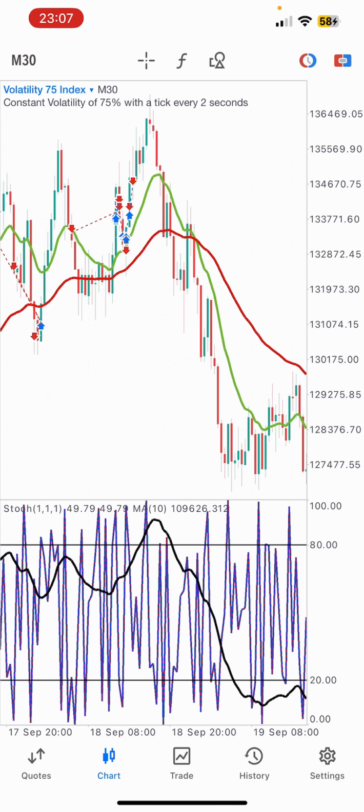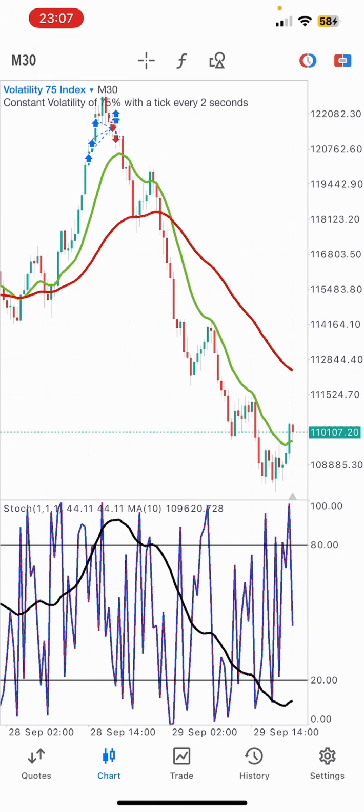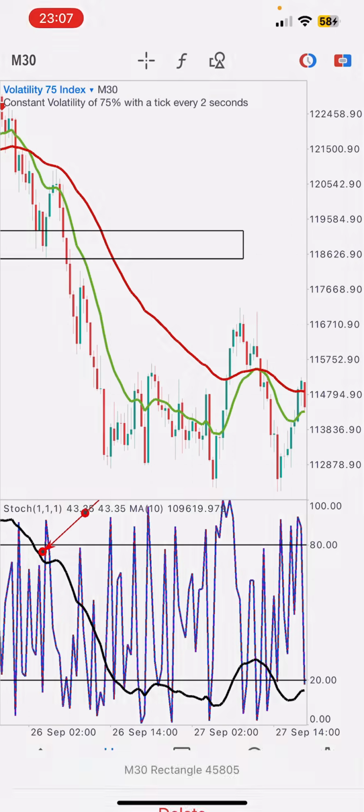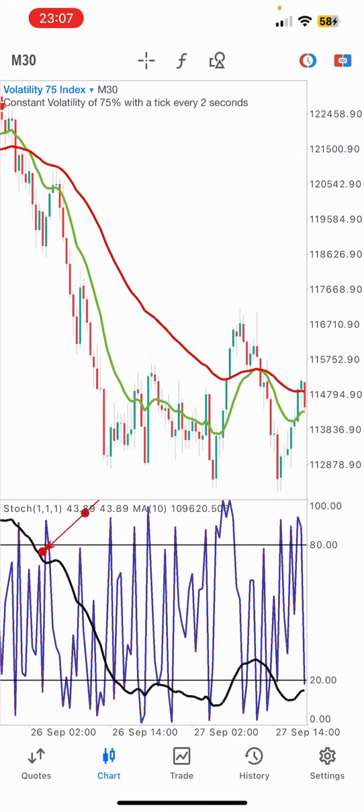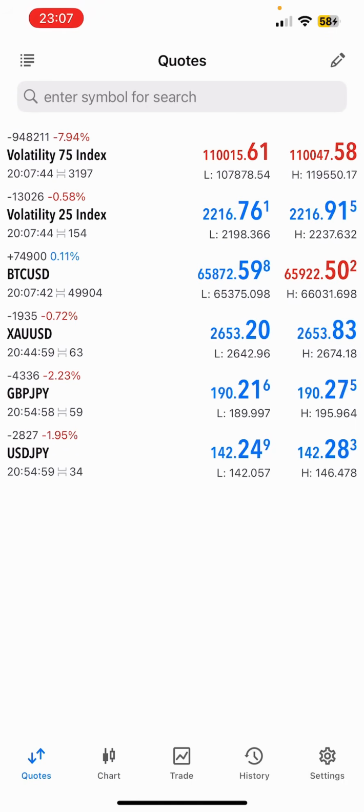So now you can identify major levels like support and resistance. You look for break of structure. You can also add chart patterns like the double top, double bottom, and candlestick patterns like the bullish engulfing and the bearish engulfing. You must know how to locate them. The bullish engulfing is located at support, the bearish at the resistance level.